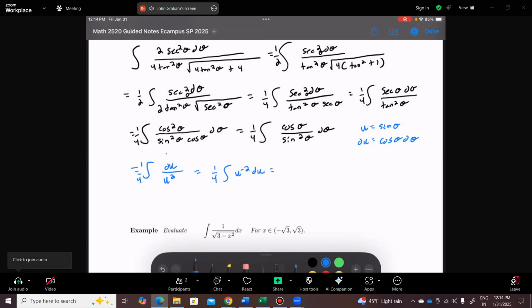Right, we raise the power by 1. So -2 goes to -1. So u to the -1, and then you divide by that -1. And so we can write this as 1/4, where the u is in the bottom, and the whole thing's negative. And we're evaluating from our limits a to b. I know I have limits, I'll put them in at the end. Now we have to go backwards through all this. So -1/4, and then u equals sine theta.